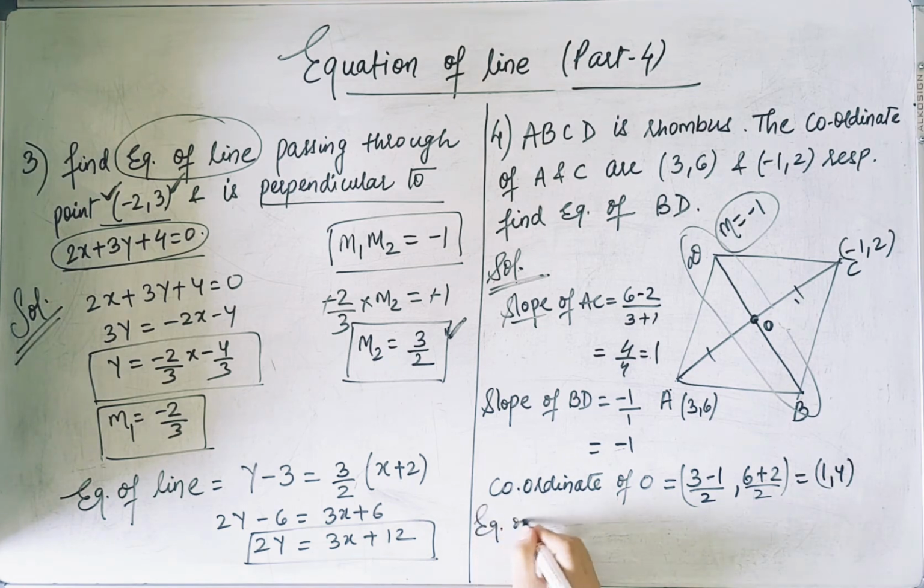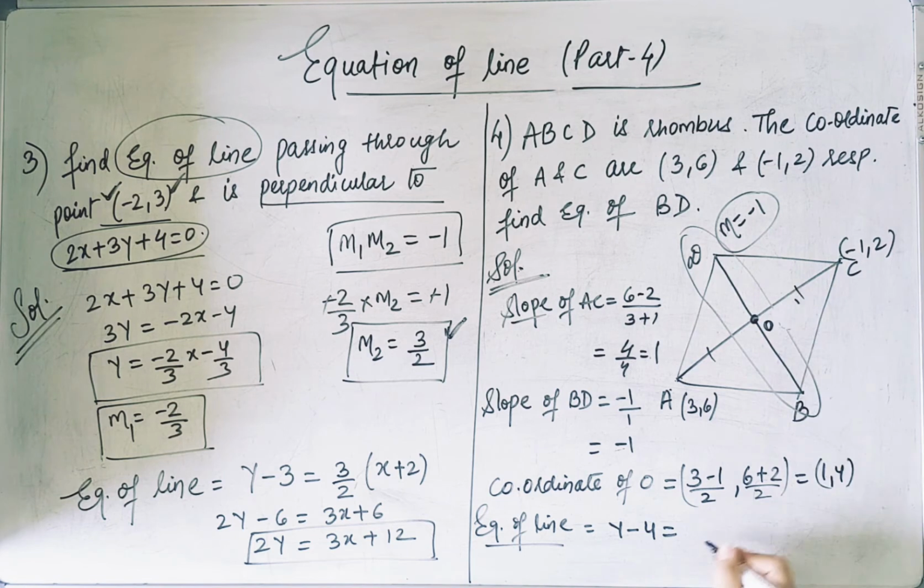So the equation of the line is what? y minus y1, y1 is 4, m is minus 1, into x minus x1, x1 is 1. So thus the equation will be y equals minus x plus 1, and this 4 will come here, plus 4. So we can write plus 5. So this is the required equation of the line BD, which is perpendicular to AC.